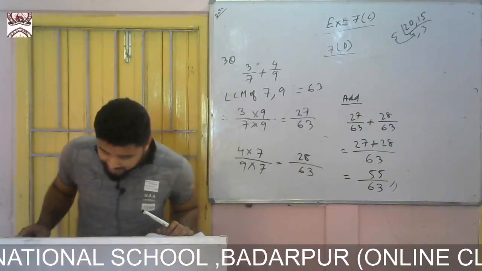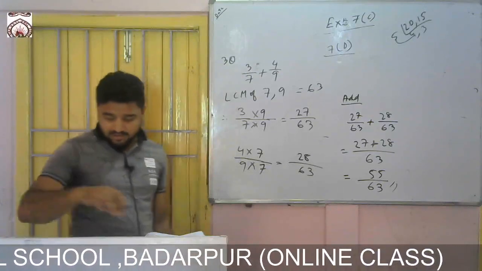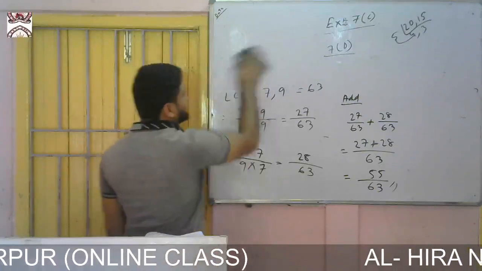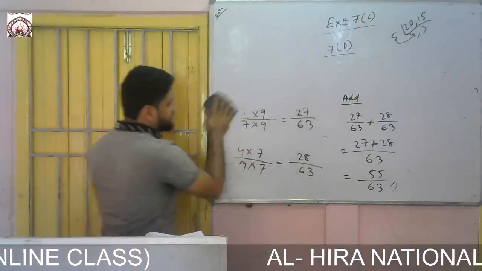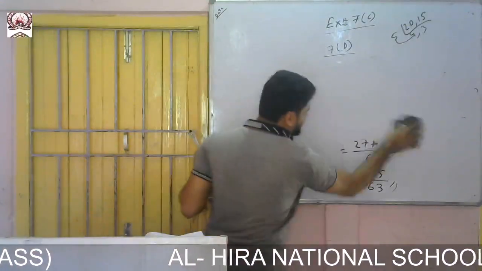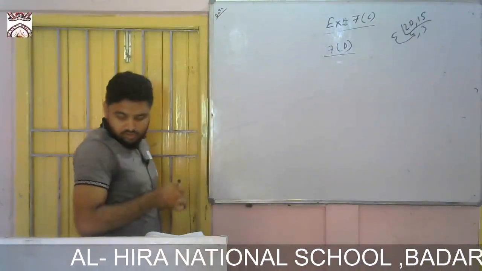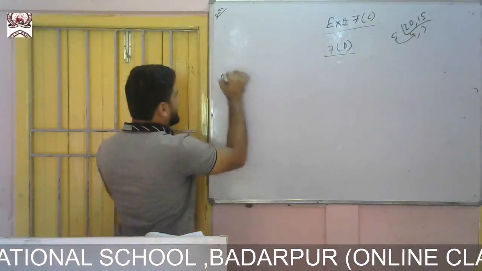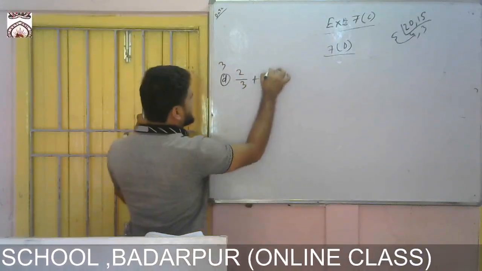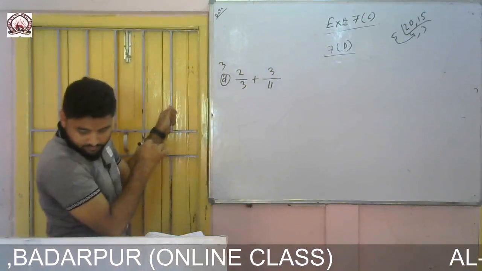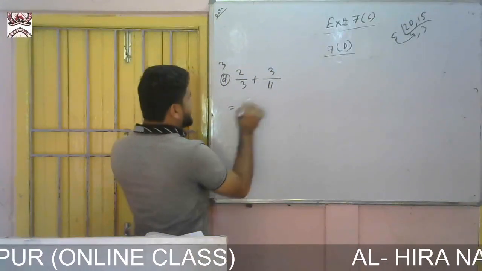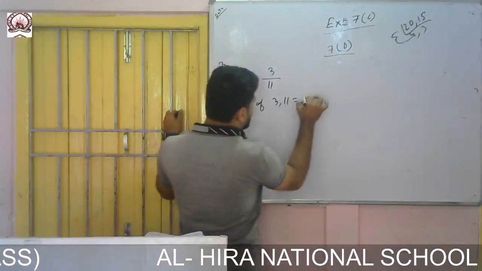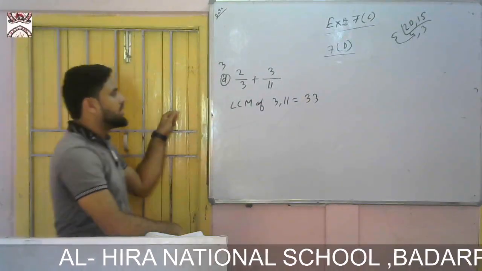Okay, now I shall solve D. 2 by 3 plus 3 by 11. 2 by 3 plus 3 by 11. So if you take LCM, then LCM of 3 comma 11 will be 33, because we cannot divide it, so we shall multiply.